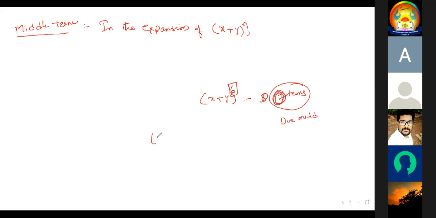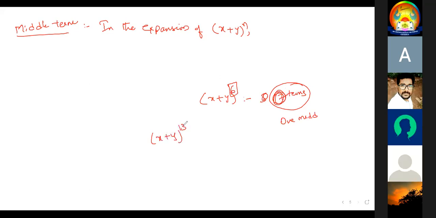Okay, now anyone say (x plus y) whole power 13. How many middle terms? 2. Sir, you should not look at 13. 13, 14 terms are there, sir. Even number, no. So that is how you have to do it. His answer is clear. Now, what are the terms?